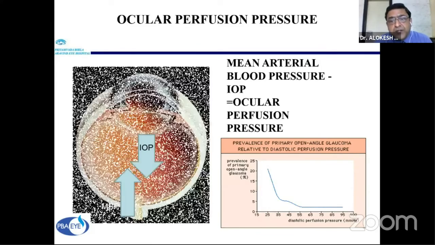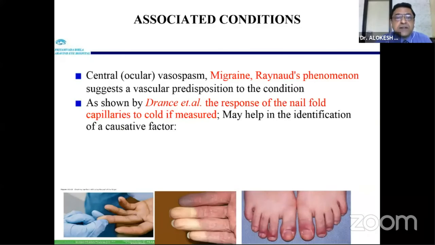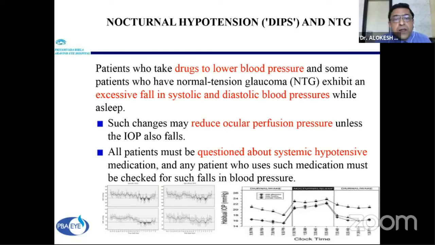The mean arterial blood pressure minus the IOP gives us the ocular perfusion pressure because it quantifies the forces at play on the optic nerve. And if we look at the diastolic perfusion pressure, then as the diastolic perfusion pressure falls, prevalence of POAG increases. So there are associated conditions with normal tension glaucoma, like migraine, Raynaud's phenomena, and other vascular predispositions. Grant et al. had shown the response of the nail fold capillaries to cold may give us a clue. Some patients who are on hypertensive medications may experience excessive fall in systolic and diastolic blood pressures while asleep, and when the IOP rises in these conditions, the optic nerve suffers from anoxia.